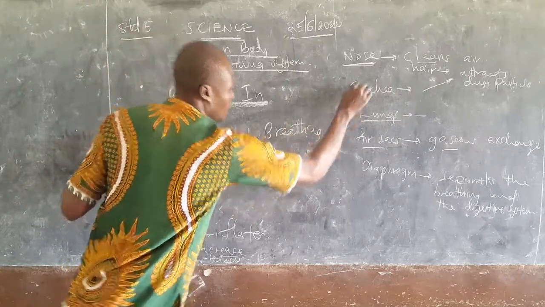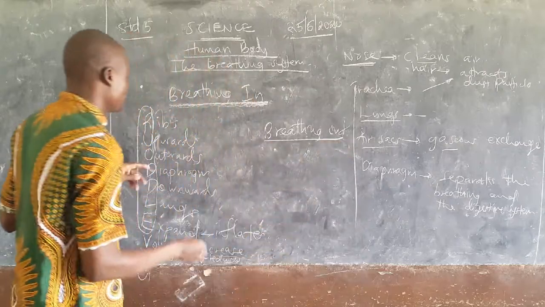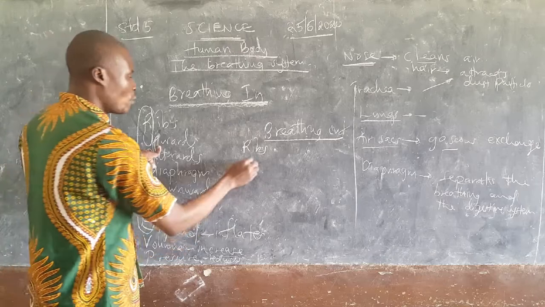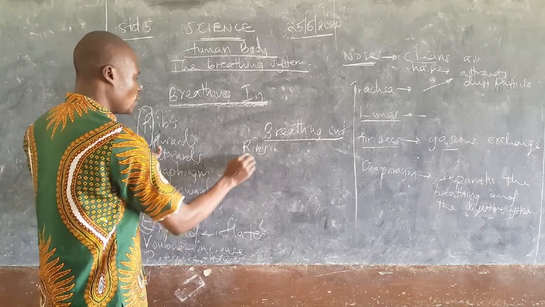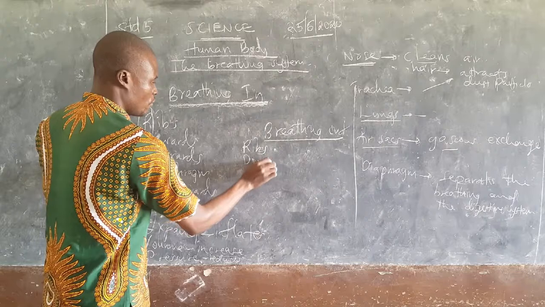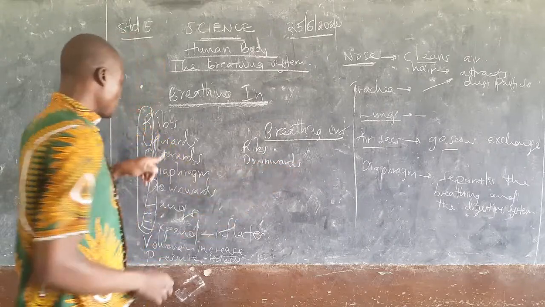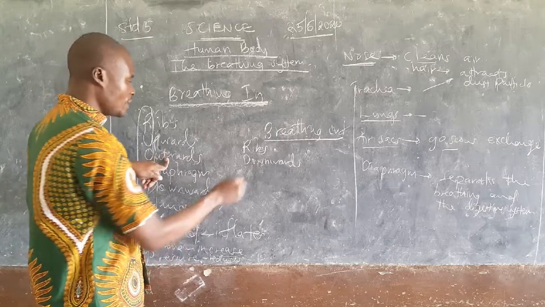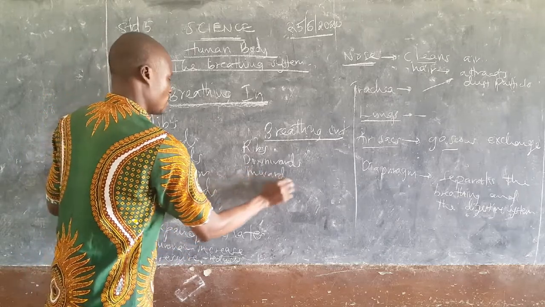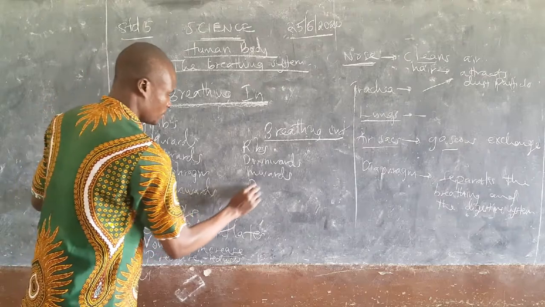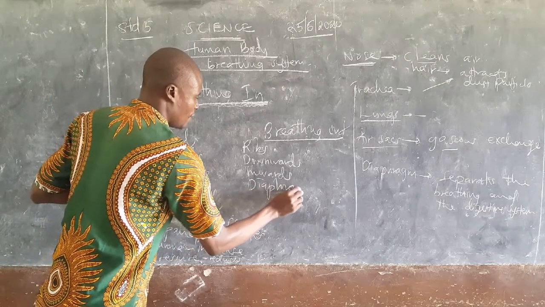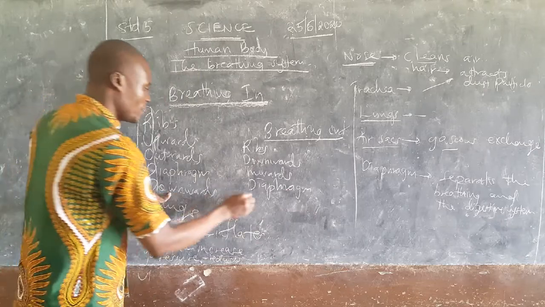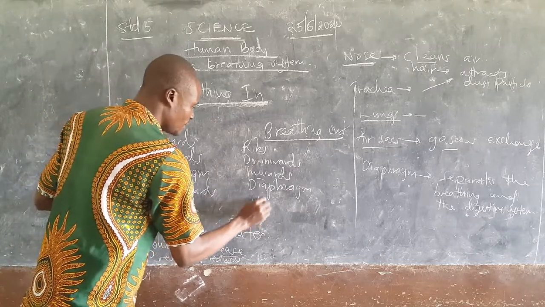Breathing out. How does it take place? Let's see it here. So starting with the ribs. The ribs will now move downwards instead of upward. The opposite of that is downwards. The ribs will move downwards, and the opposite of outwards, inwards. Then we have the diaphragm. The diaphragm moves downwards when breathing in, meaning here it will move upwards.